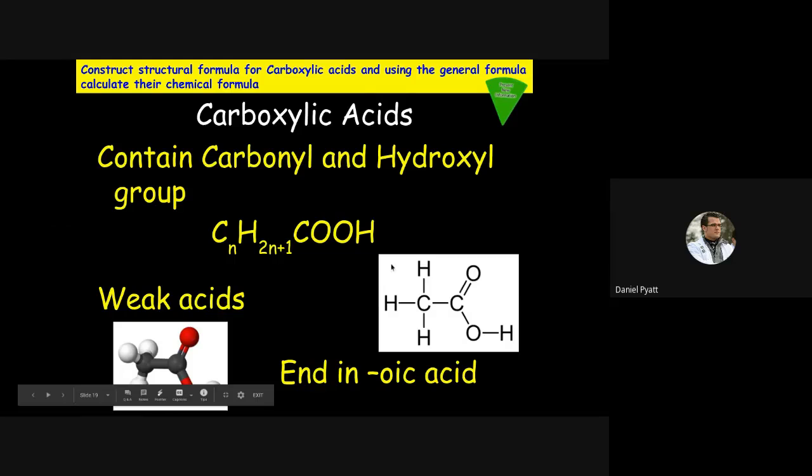And then the rest of the molecule is just what we call an alkyl chain. It's just the rest of the carbons and hydrogens, however long that may be. In the case of carboxylic acids, the carbonyl and hydroxyl are always on the same carbon, and they're always at the end of the chain. So this chain could get as long as we want, but there's always going to be a carbonyl group and a hydroxyl group at the end.